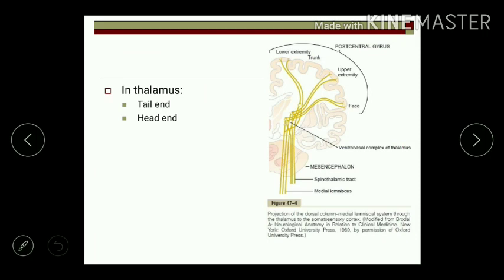In the thalamus also there is spatial orientation. The tail end of the thalamus is represented by the lateral fibers here, and the head end is represented by the medial portion of the ventrobasal complex.